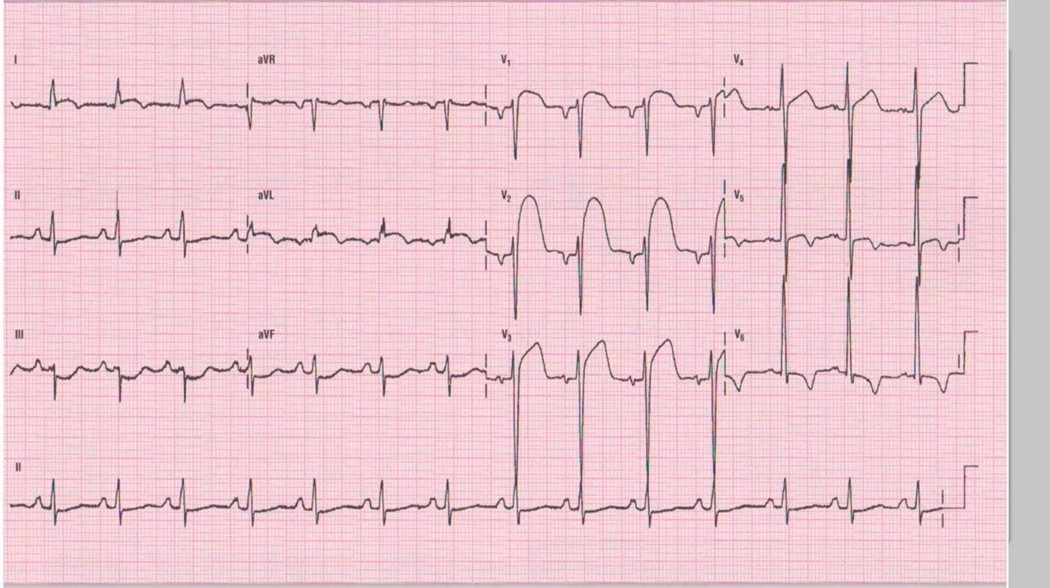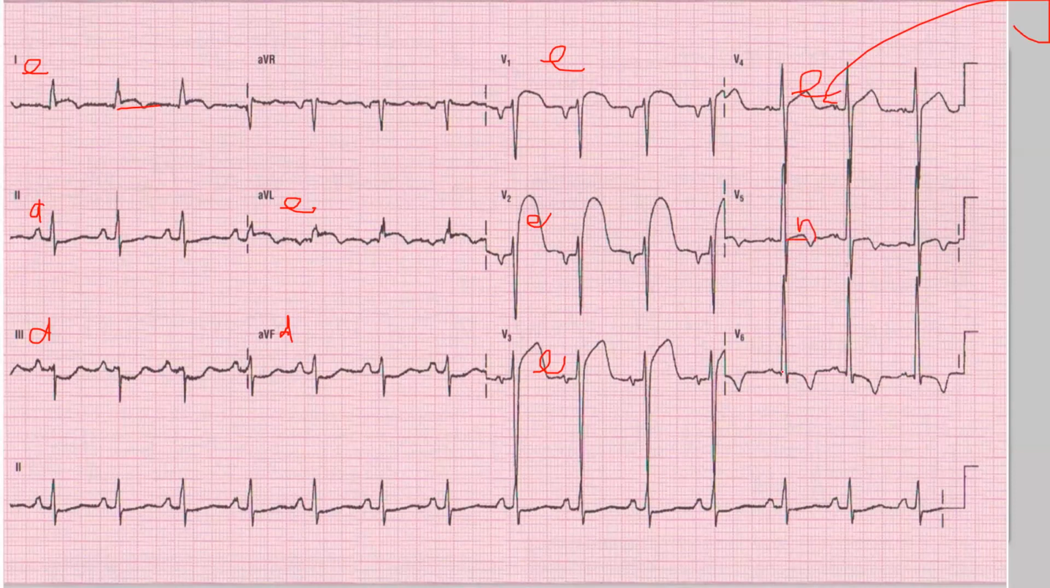Okay, so let's see. This is how you responded. All right, the ST elevations are in lead 1, that's elevated. Lead 2 is depressed. Lead 3 is depressed. AVL is elevated. AVF is depressed. Okay. V1 is elevated. V2 is elevated. V3 is elevated. V4 is elevated. V5 is normal. And V6 is normal.